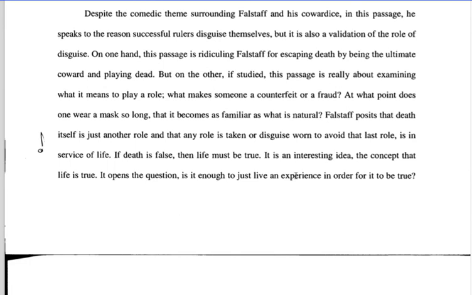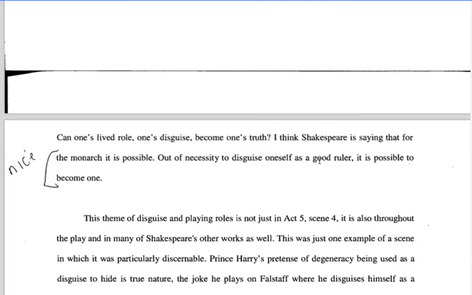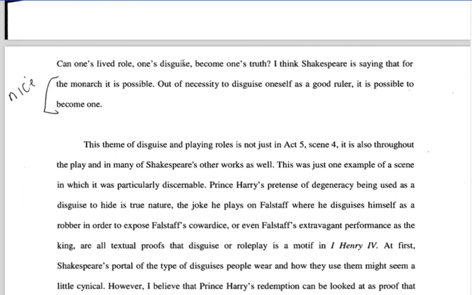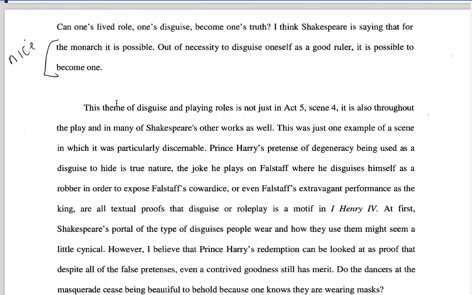Notice how the student is really coming up with a lot of provocative philosophical questions that Shakespeare is raising, even in this comedic moment. Can one's lived role, one's disguise, become one's truth? I think Shakespeare is saying that for the monarch it is possible. Out of necessity to disguise oneself as a good ruler, it is possible to become one. Notice what a nice job the student has done. Sometimes it's necessary to disguise yourself as a good ruler, but sometimes that disguise becomes the way to actually be a good ruler. The mask fits the face, and eventually the face becomes the mask.